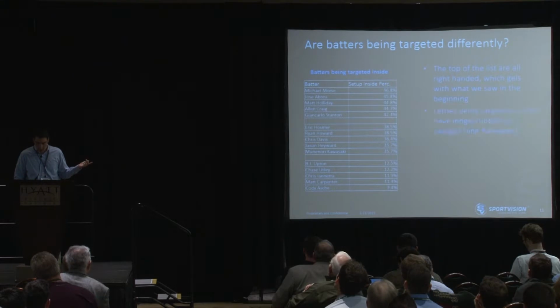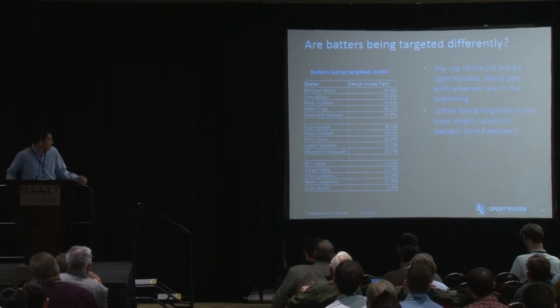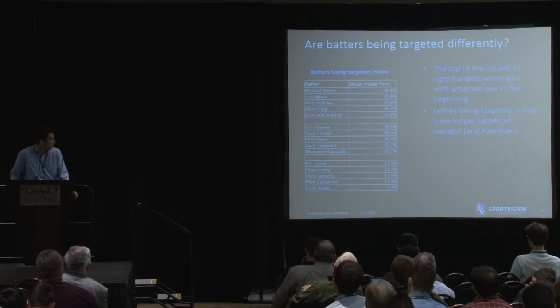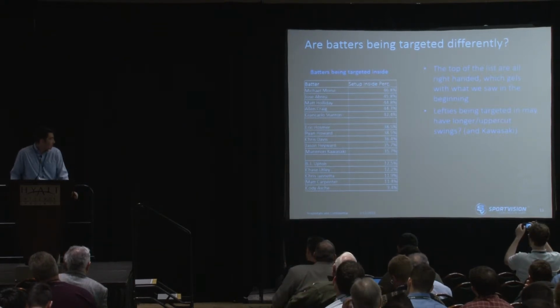They seem to be, in this case, a lot of heavy power guys, like Morse, Abreu, Stanton, Holiday. I think these are some of your bigger, better hard ball hitters. So I guess they're trying to run more inside on them so they can try to jam them, I guess.